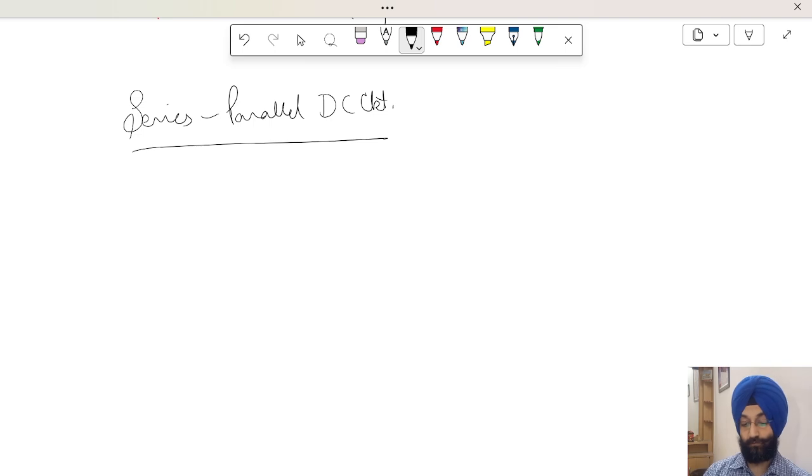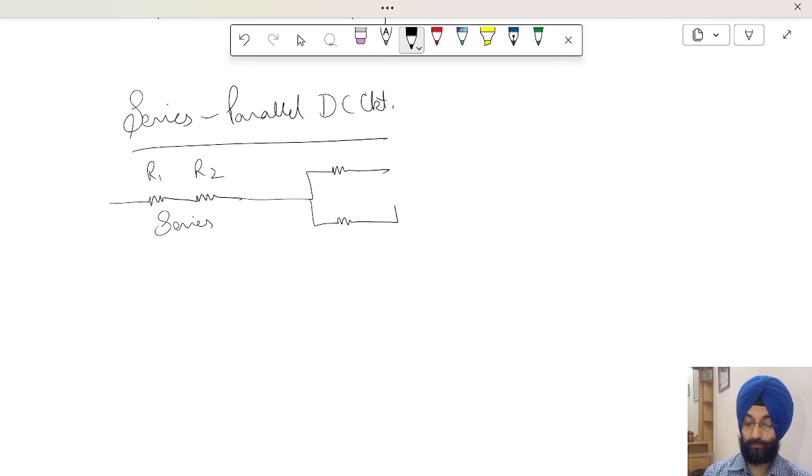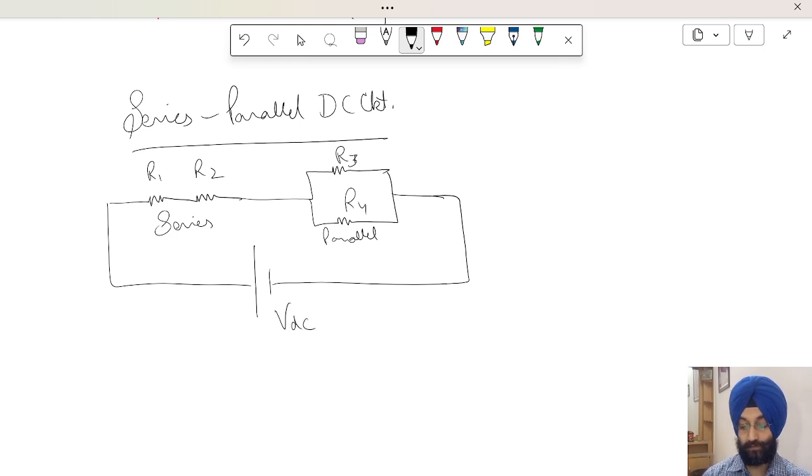Now let us move on to this. What is a series parallel DC circuit? As its name suggests, it is a combination of both. So we will connect both types of circuits in this single circuit. This is the series combination R1 and R2, and let us say there is a parallel combination, R3 and R4. If we connect supply in such a way, combining both series combination of resistances and parallel combination of resistances with the DC voltage supply, it will be known as a series parallel DC circuit.